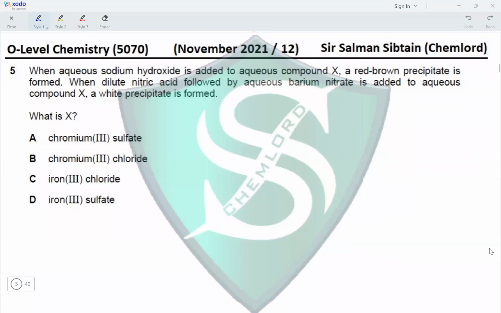Question 5. An aqueous sodium hydroxide is added to aqueous compound X. A red-brown precipitate is formed. When dilute nitric acid followed by aqueous barium nitrate is added to aqueous compound X, a white precipitate is formed. What is X? First of all, we have a red-brown precipitate forming. This indicates the presence of Fe3+ ion.